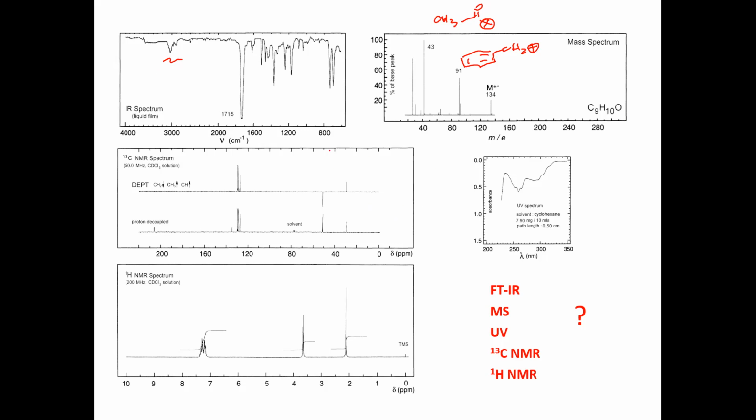Clearly we have a carbonyl, but we didn't say what kind of carbonyl yet. What kind of carbonyl do you think it is? Ketone. It could be a ketone. Why? Carbon NMR shows that it's very deshielded. That most likely is a ketone. We don't know yet, but you get an idea.